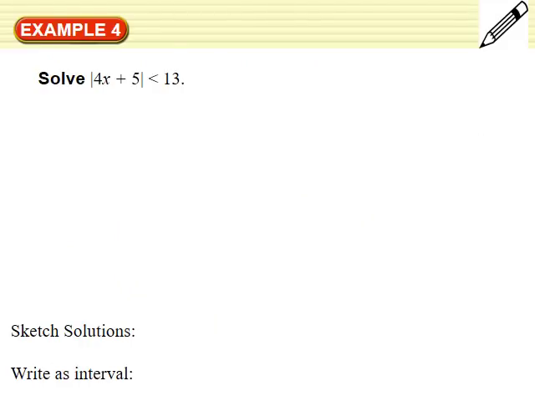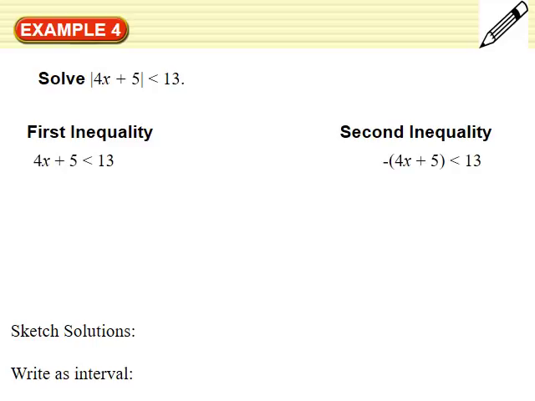Let's take a look at another example. You'll definitely want to jot this one down. To solve, the first thing we want to do is set up our 2 inequalities. Before it was 2 equations, now it's 2 inequalities. The first one you write as is. 4x plus 5 is less than 13. That takes care of the positive slope side of your absolute value. The second inequality, you want to have that negative out front to take care of the negative sloping side of your absolute value.